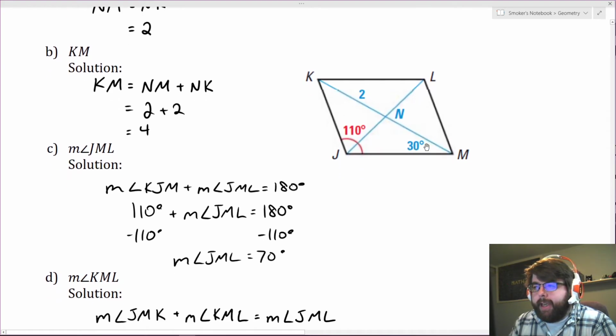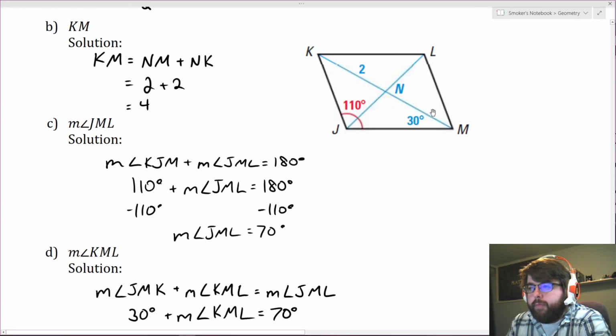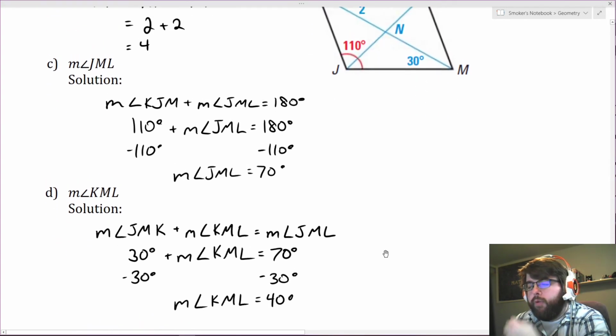Now they're asking for KML. The way to find KML, which would be this angle measure right in here, is that we already know what JML is, and we can see that they labeled what JMK is. Okay, this angle here. So it would be this measure plus what we're looking for is equal to the total that we just found of 70. This plus what we're looking for has to add up to 70. That's what we just found. And subtract 30 from both sides and you get 40.